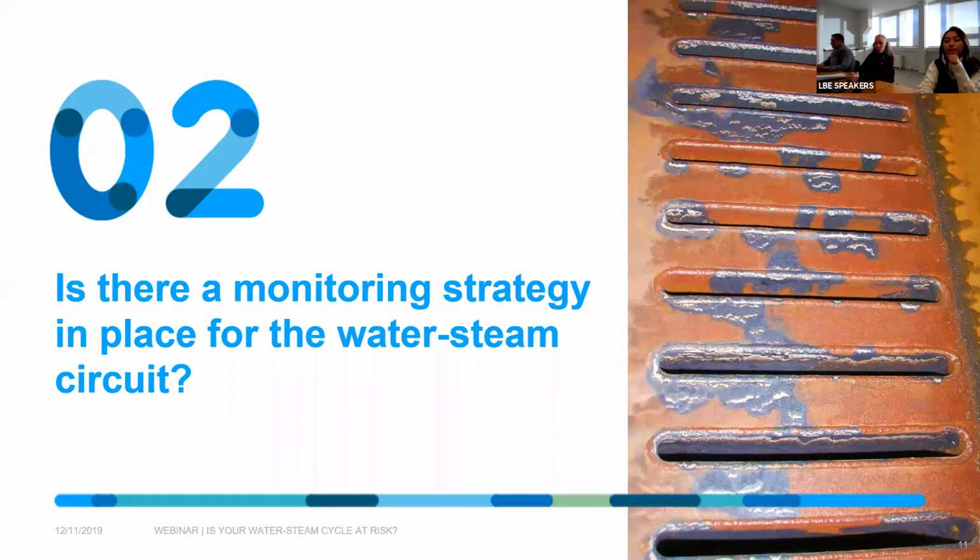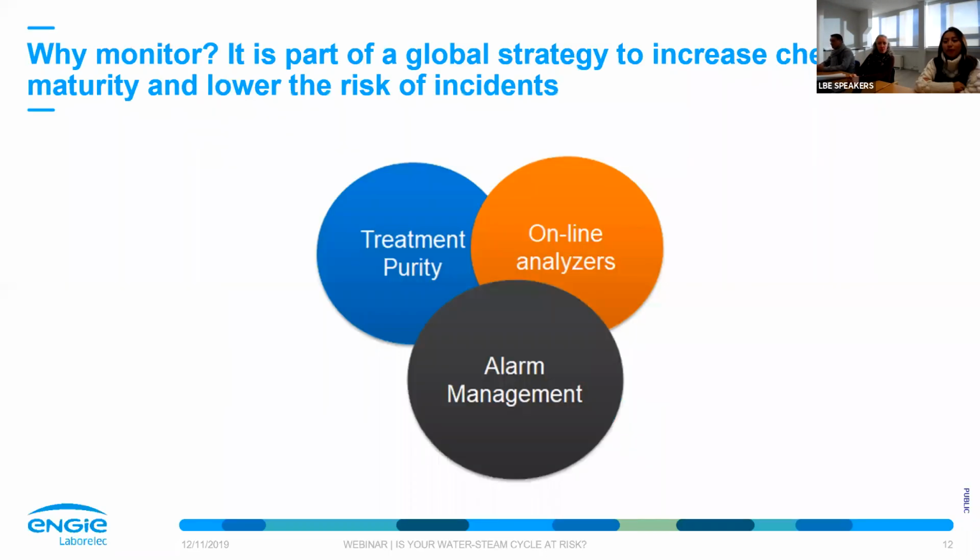So the second question for Anne: is there a monitoring strategy in place for the water steam circuit? Yes. Thank you. To introduce the importance of monitoring, I would like to introduce another concept. Actually, it's the concept of chemistry maturity. And this is really based on 3 major pillars. First, the control of the treatment and purity, which we just discussed in the first topic. Second, the monitoring, because you need to be able to monitor data continuously to follow your chemistry and to know what is actually happening in it.